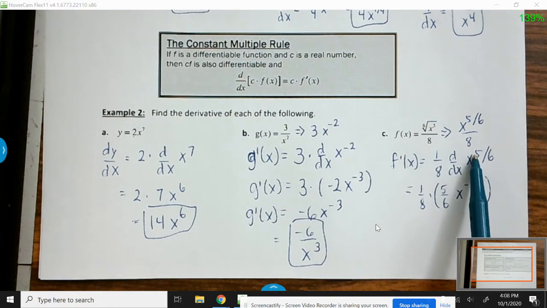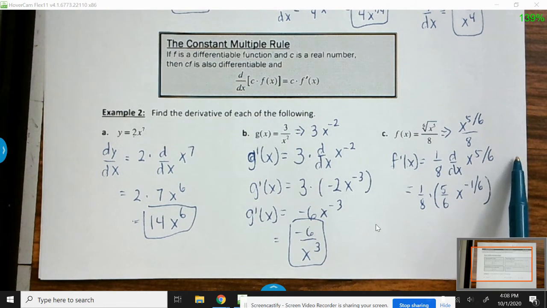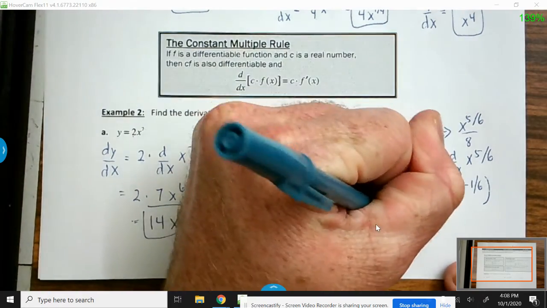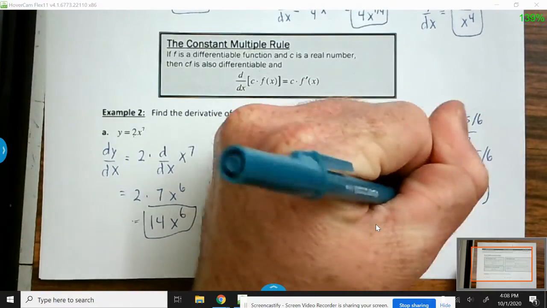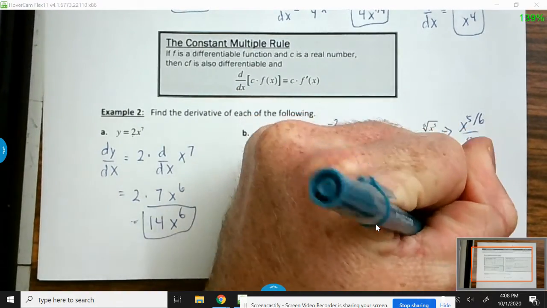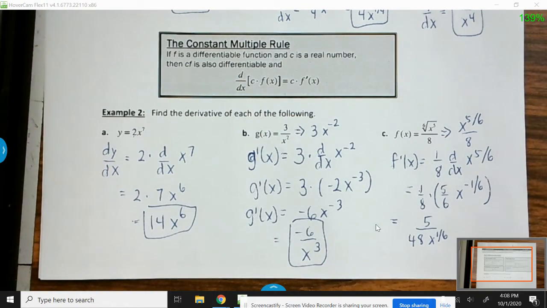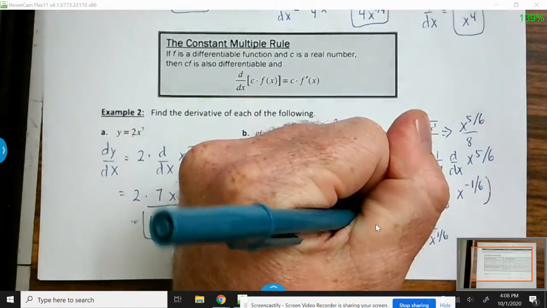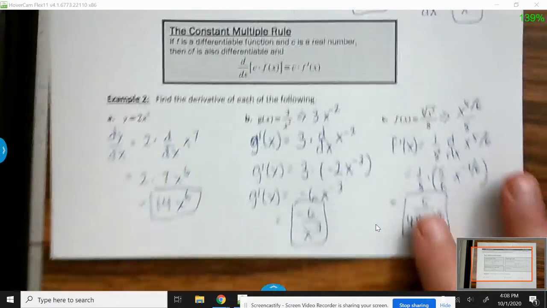Well, 5/6 goes out front. I have to knock it down by 1. 5/6 minus 1 is 5/6 minus 6/6, which is negative 1/6. Then I'm just going to take the 1 times 5, put it here, the 8 times 6, put it here, move the negative exponent to a positive exponent, and it becomes 5 over 48, x to the 1/6. Okay? All right, those are good.